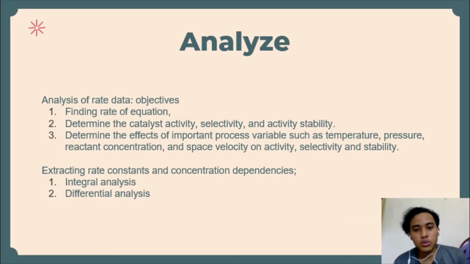And now we discuss how to analyze the experiment. First, we need to analyze the rate data, and the first objective is to find the rate equation of our experiment. The second is to determine the catalyst activity, selectivity, and stability, which means we need to study our catalyst. The third is to determine the effect of important process variables such as temperature, pressure, reactant concentration, and space velocity on activity, selectivity, and stability.